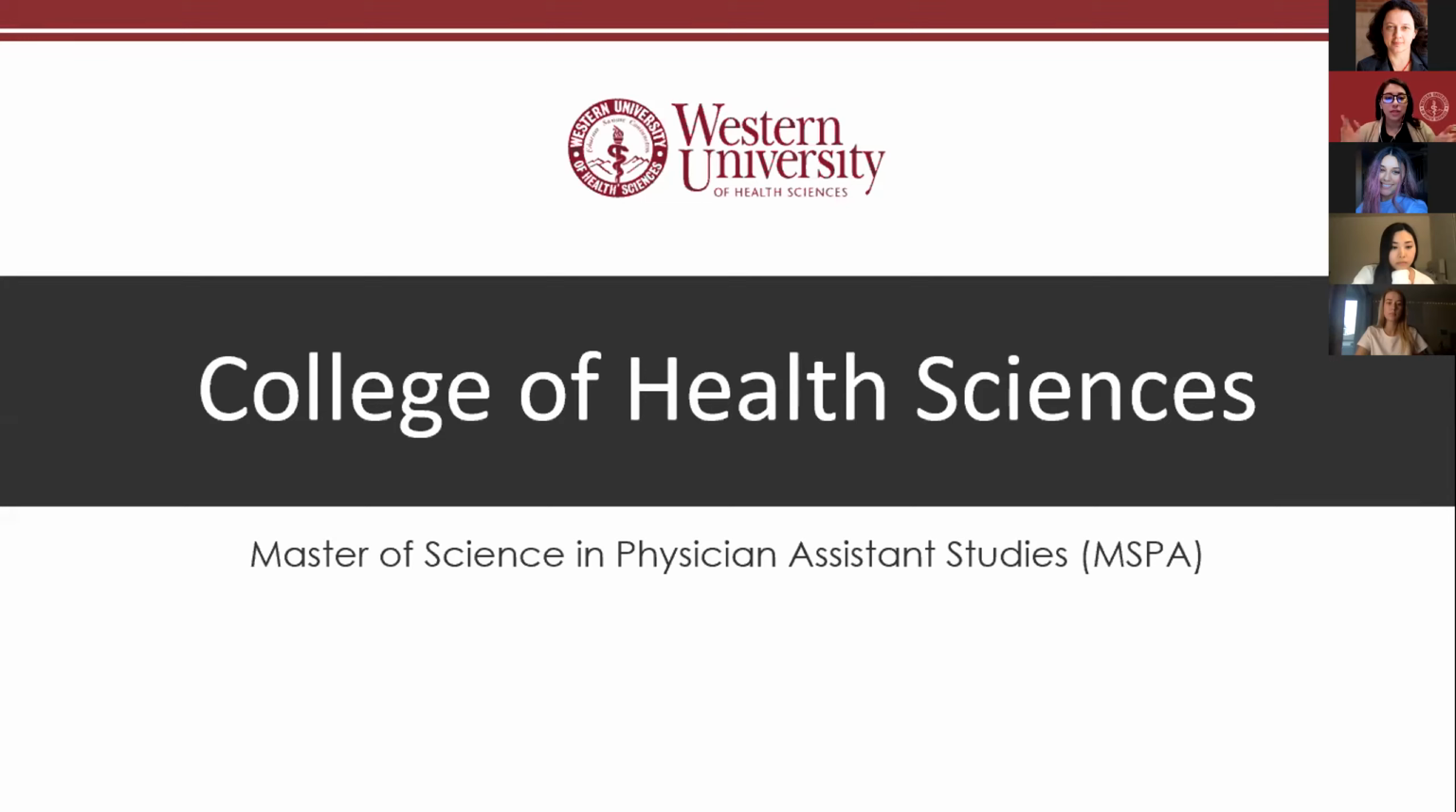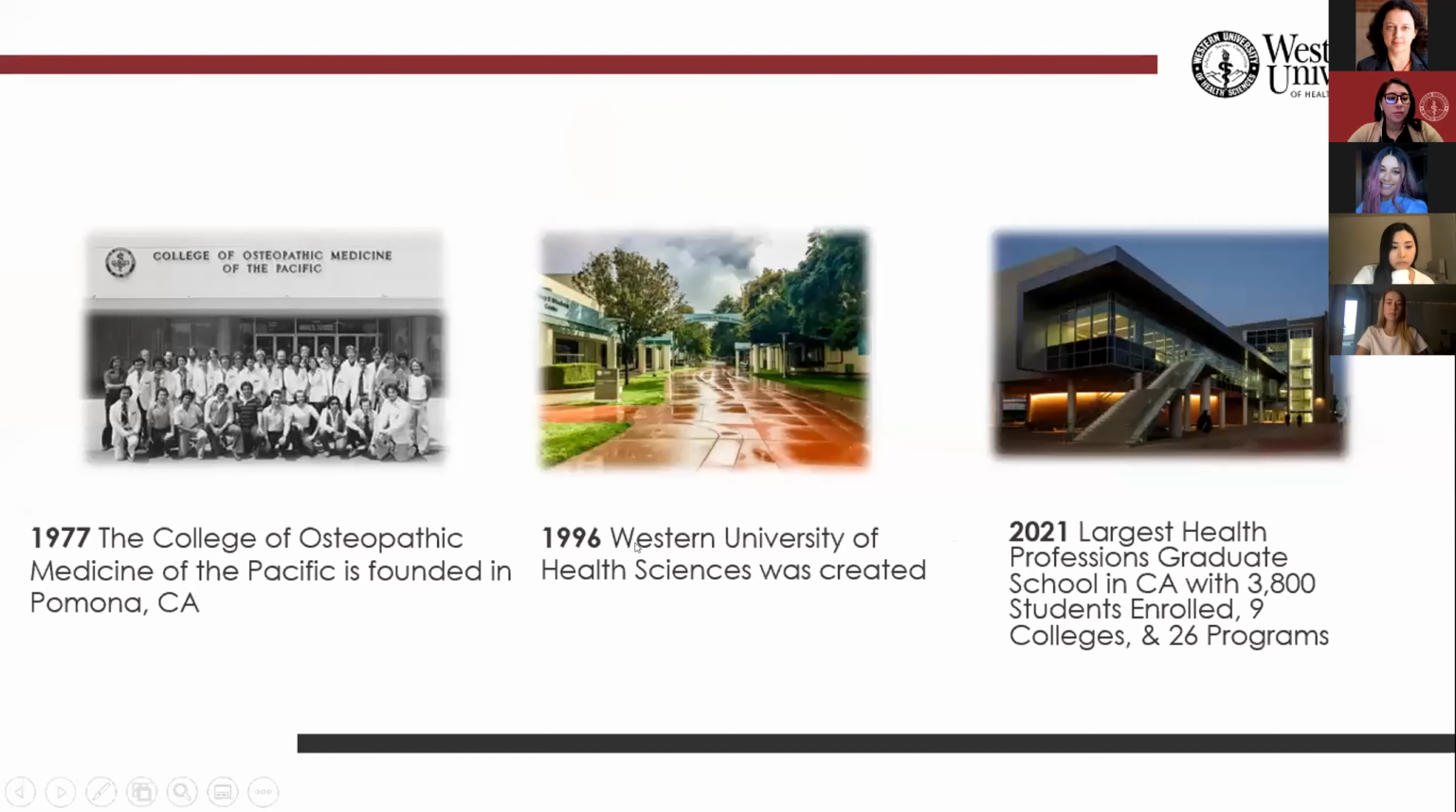Awesome. Okay, so my name is Giselle. I'm University Recruiter for WesternU. I'm the liaison to the College of Health Sciences, so that encompasses the PA program. And we started off as a DO school, so College of Osteopathic Medicine. Then we started developing other health professions in 1996, and now we are one of the largest graduate institutions in California. Health professions. We have 26 programs. When I started about 8 years ago, we had 23, so we're definitely growing.